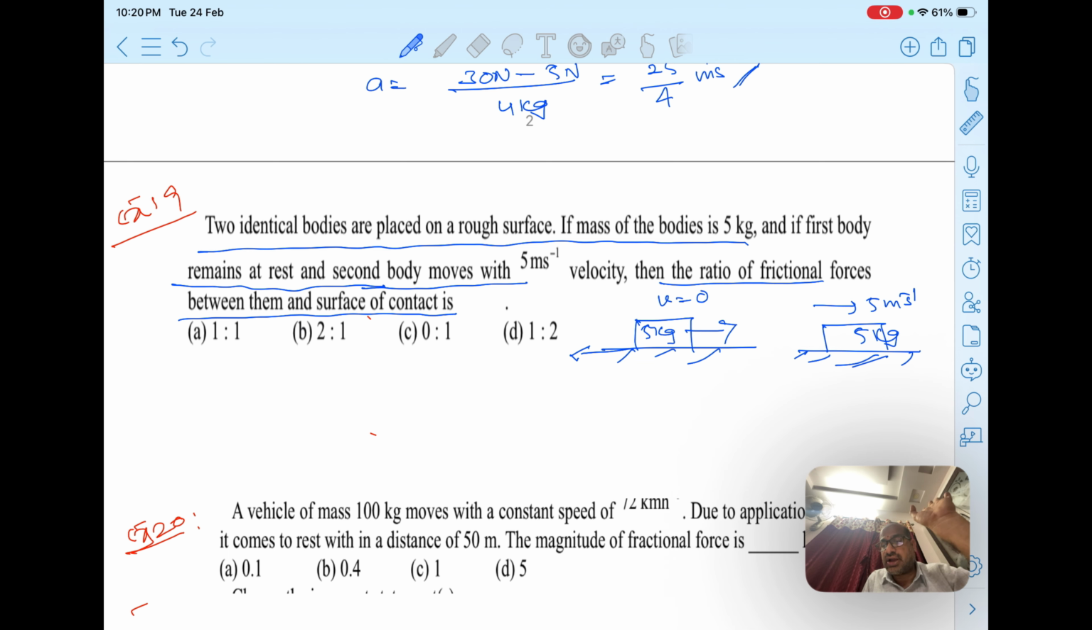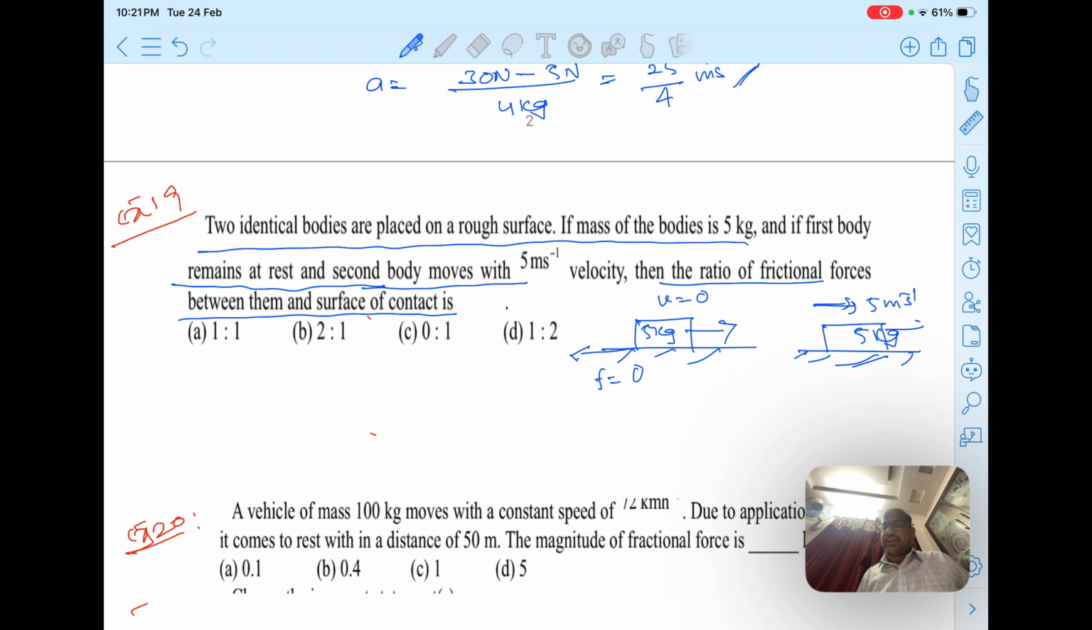Means how the body, according to Newton's first law, a body at rest will remain in the same state of rest. A body moving with uniform velocity will continuously move with the same velocity. Yes or no? So it remains at rest. When it remains at rest, no question of friction. Friction is 0. Fine. Now coming to this body, which is moving with 5 meter per second.